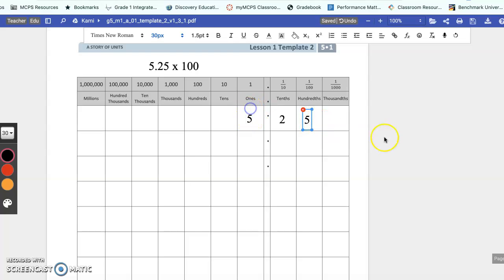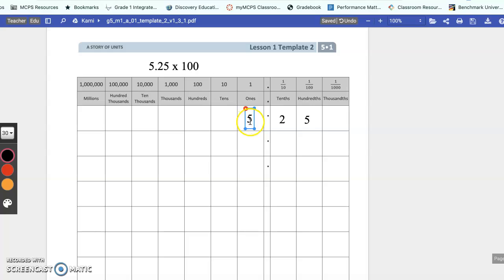Next, I'm going to multiply each of these digits by 100. When I multiply by 100, a special pattern that I have noticed is the number of zeros in my multiple of 10. My multiple of 10 is 100. 100 has 2 zeros. That's a special strategy I can use to show how many places I'll move on my place value chart.